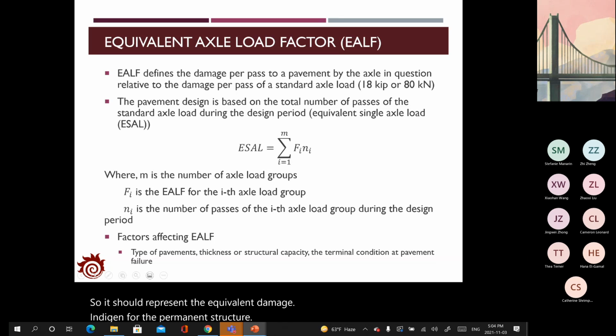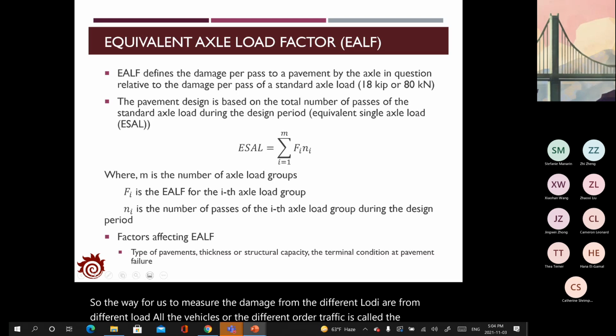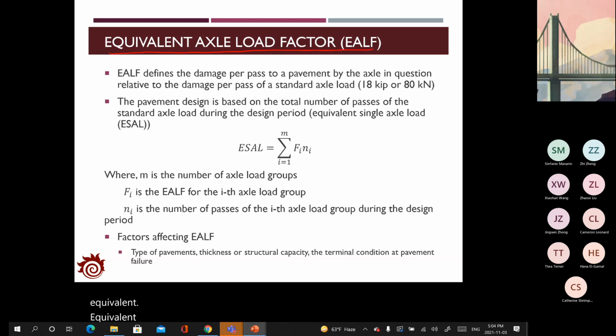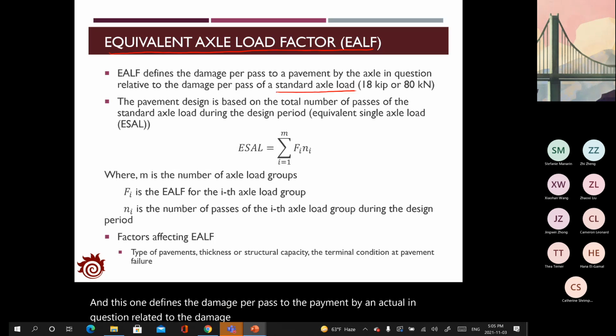So the way for us to measure the damage from the different load of the vehicles, or the different load of traffic, is called the equivalent axle load factor, EALF. And this one defines the damage per pass to the pavement by an axle in question, related to the damage per pass of the standard axle.